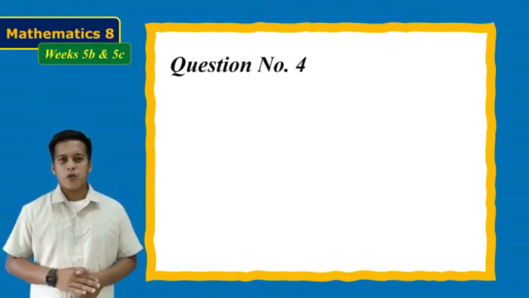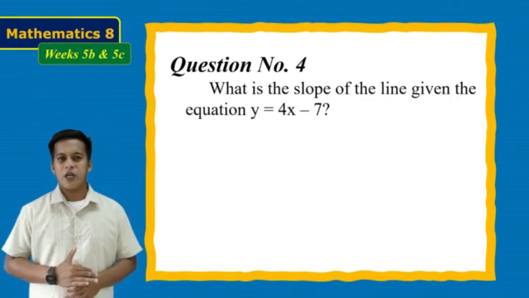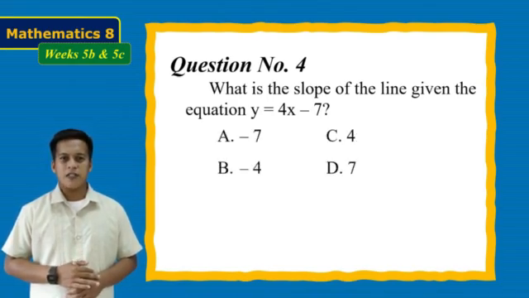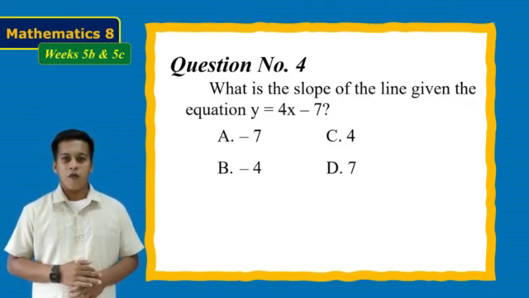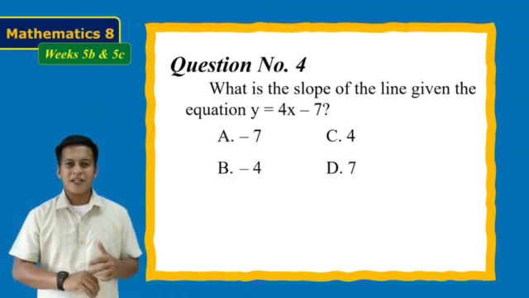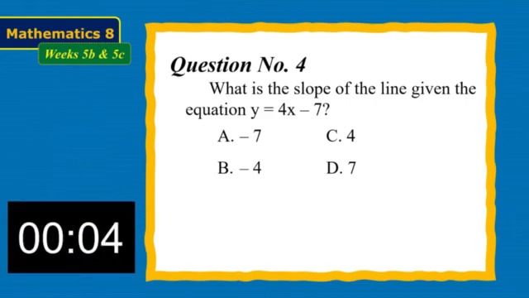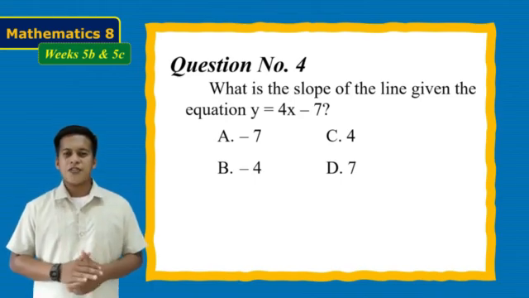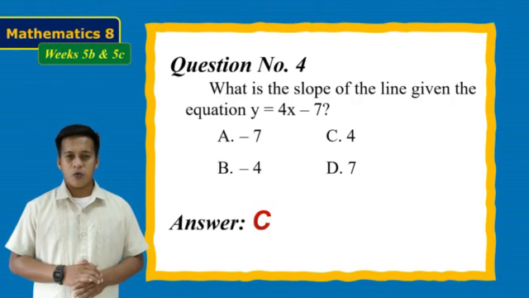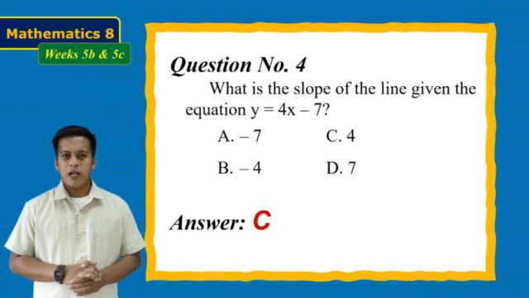For number 4, what is the slope of the line given the equation y is equal to 4x minus 7? Letter A, negative 7. Letter B, negative 4. Letter C, 4. Letter D, 7. Your time starts now. The right answer is letter C, because the equation is in the form of y is equal to mx plus b, and the value of m is 4.